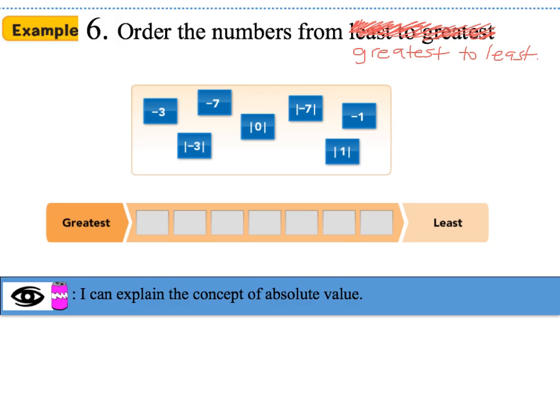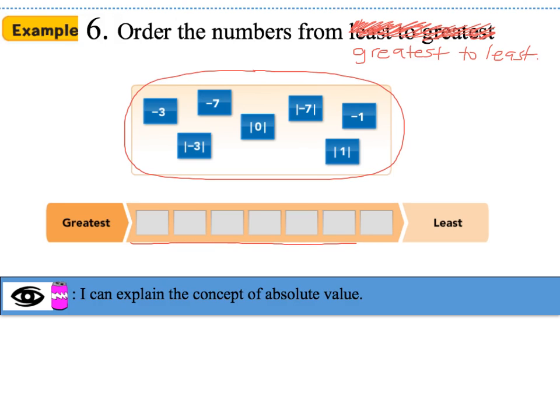Alright? So now what we want to do is take a look at the tiles that they're giving us. We want to look at those numbers and place them from greatest to least down here in order. Now before we do that, we should look at our tiles and understand the value that each tile has.